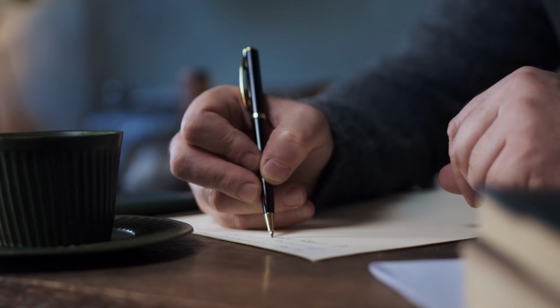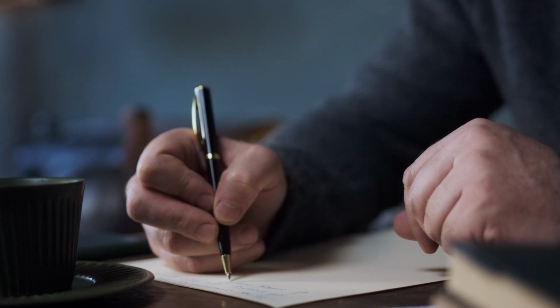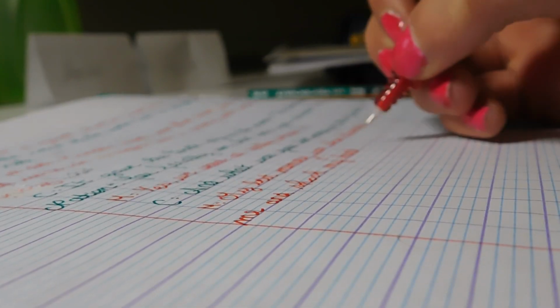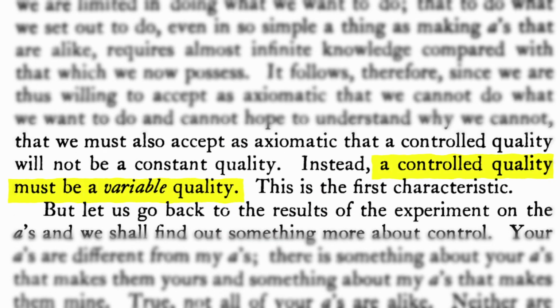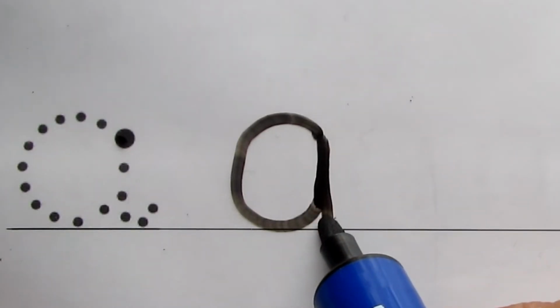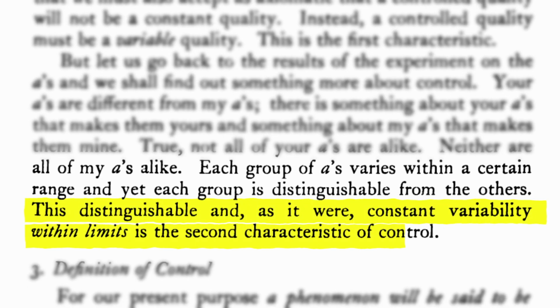Dr. Shewhart made two main points with the letter A exercise. First, he concluded that there were near infinite causes of variability that affect how you write an A. It could be that the paper wasn't smooth, or the ink in the pen isn't uniform, or any other biological or physical factors. Since there are so many reasons, and we can't hope to understand them all, he concluded that a controlled quality must be a variable quality. If you tried this exercise, your A's will be different than mine, but we can distinguish between the two sets. This leads us to the second observation that controlled variation is predictable within some limits.